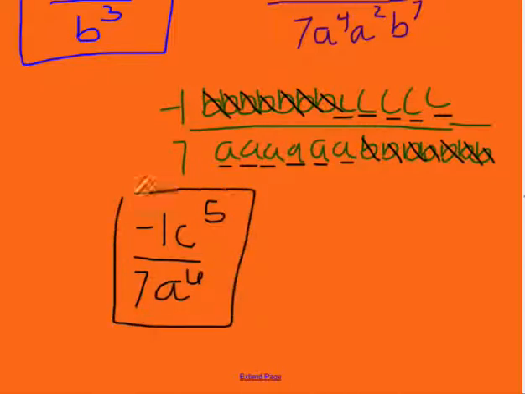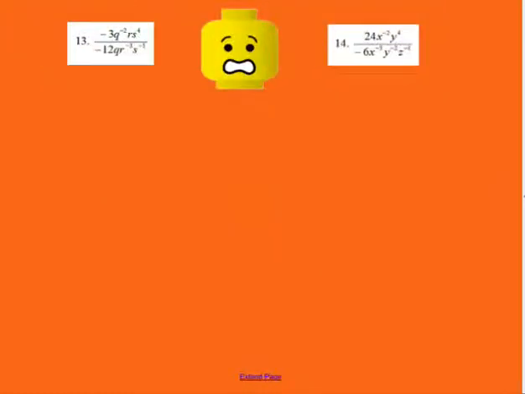So this right here is your final answer. If you don't want to write the negative 1, you don't have to. You could also have written your answer just like this as well. Okay? Next, let's take a look at number 13.